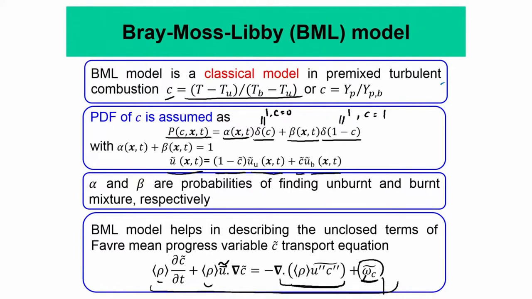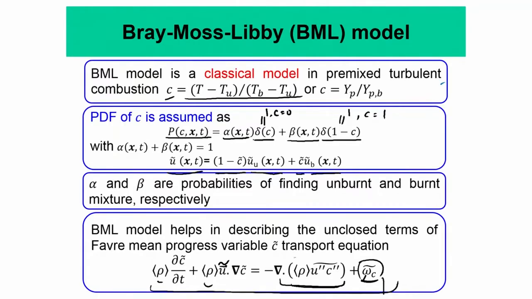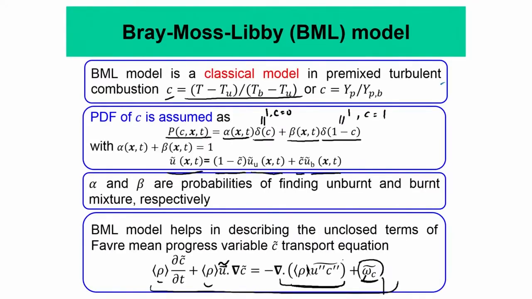So that is the problem. I'll show you the problem here. These are the two unclosed terms that we need to take care of. So let's look into this term and these two terms separately. If we have a good model for these two terms, then the whole problem of the transport equation of the mean C is solved.